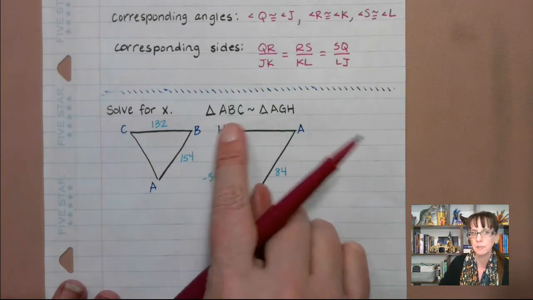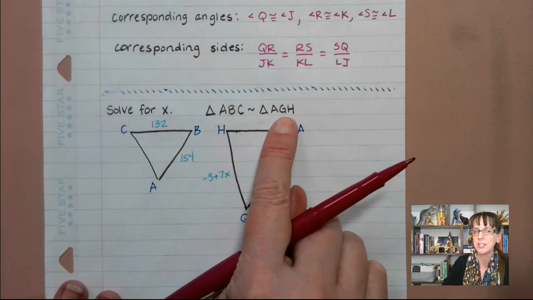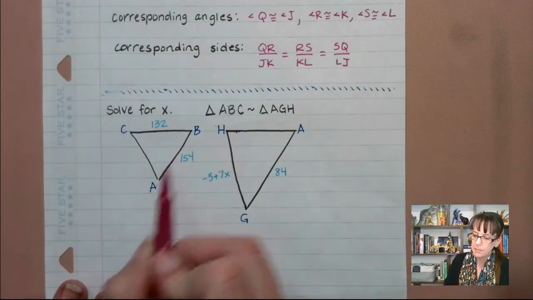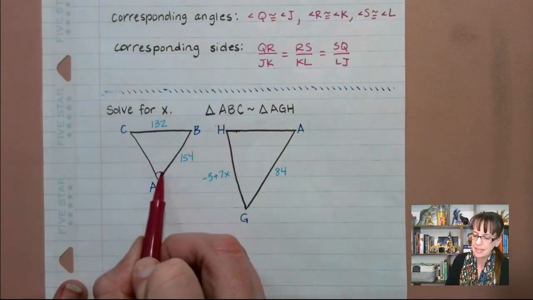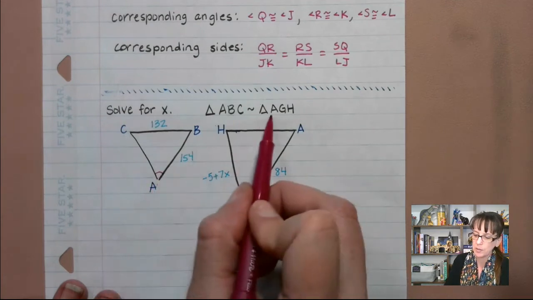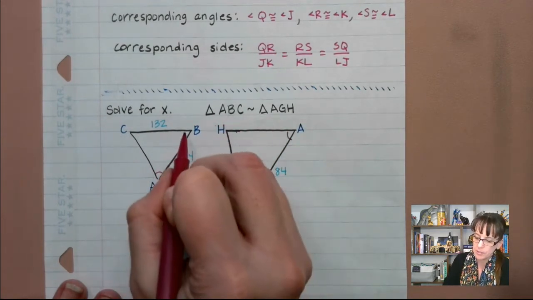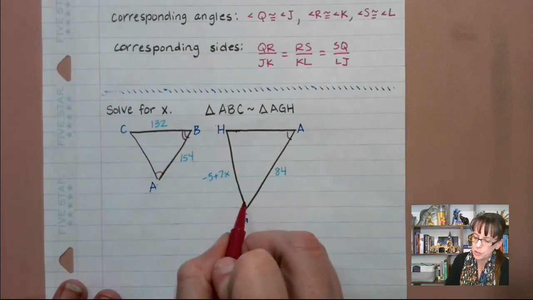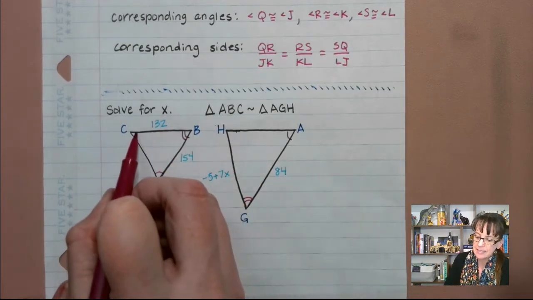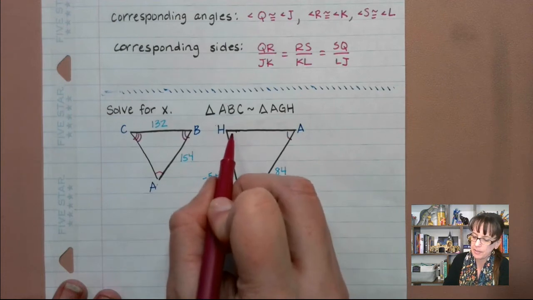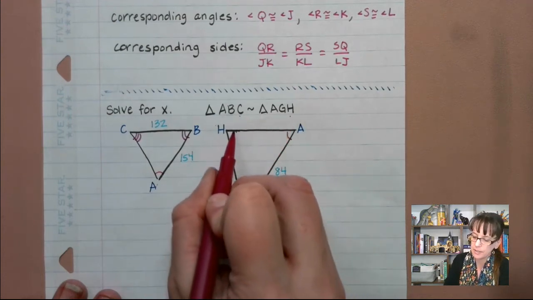So let's take this similarity statement: ABC is similar to AGH. So A, B, and C. That means this angle corresponds with A over here, and then B and G correspond. And then C corresponds with H, because you can see those guys are there.